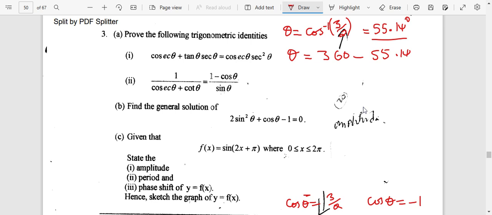It seems I don't know what's happening with my calculator here. Okay, please give me a moment.